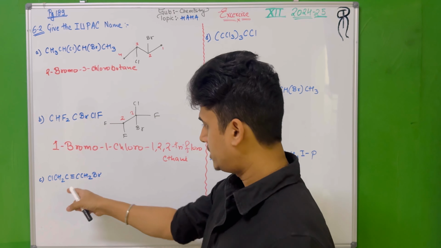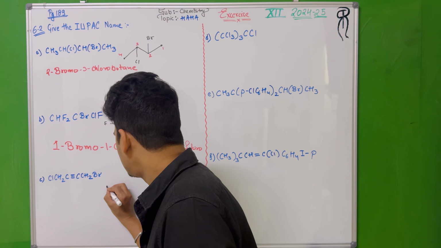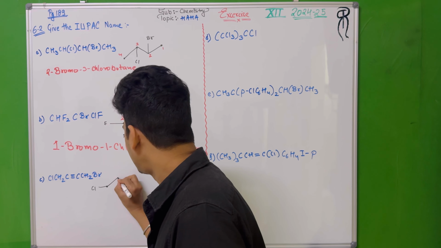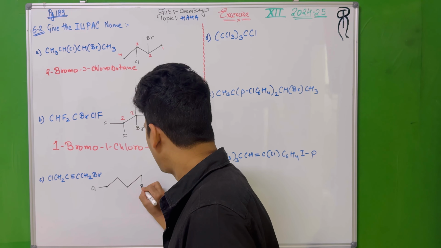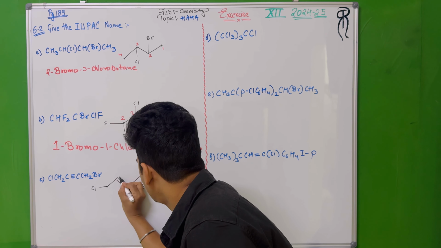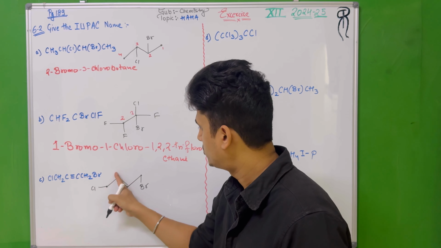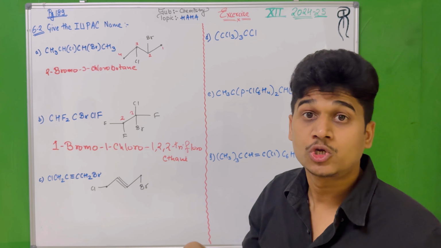Now if you see here, ClCH2. So here a carbon CH2 attached with a chlorine, then again a carbon, then again a carbon, then again a carbon, and on that a bromine. Now between these two carbons there is a triple bond. So let me show it here. Check again: 1 carbon, 2 carbon, 3 carbon, 4 carbon. So if you see, the bond line structure makes the job very easy.